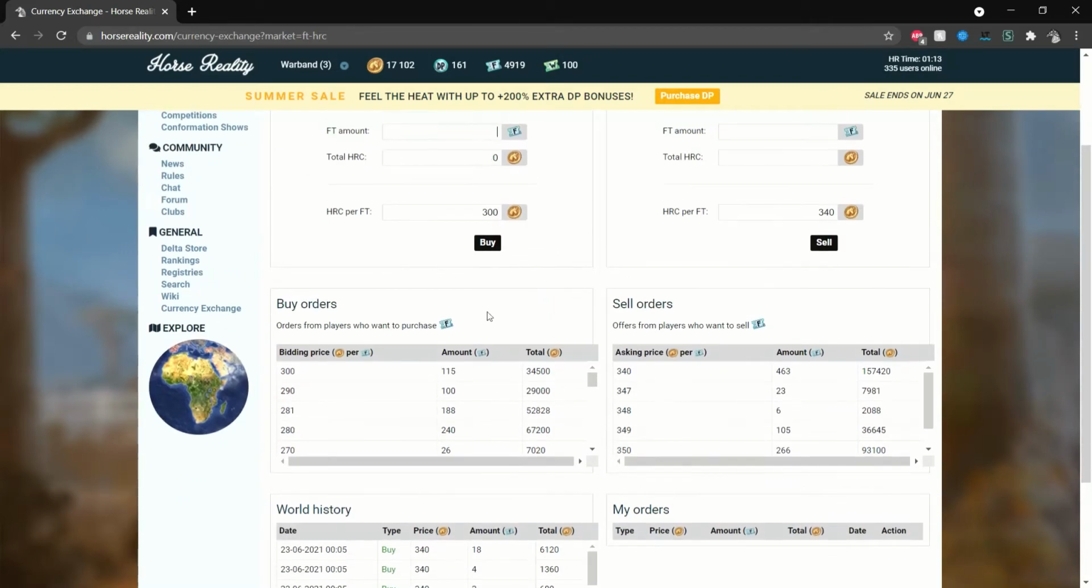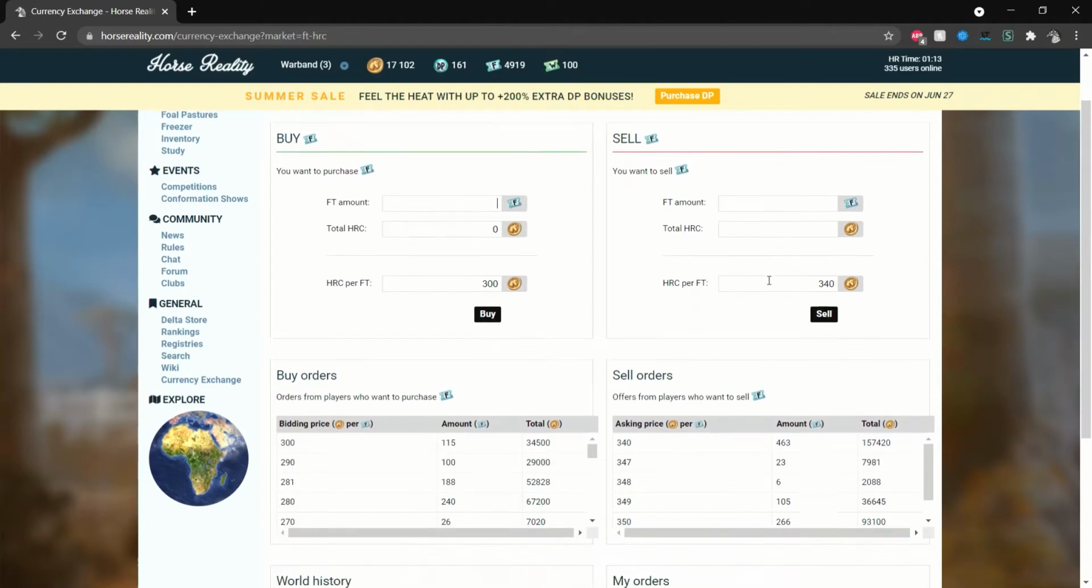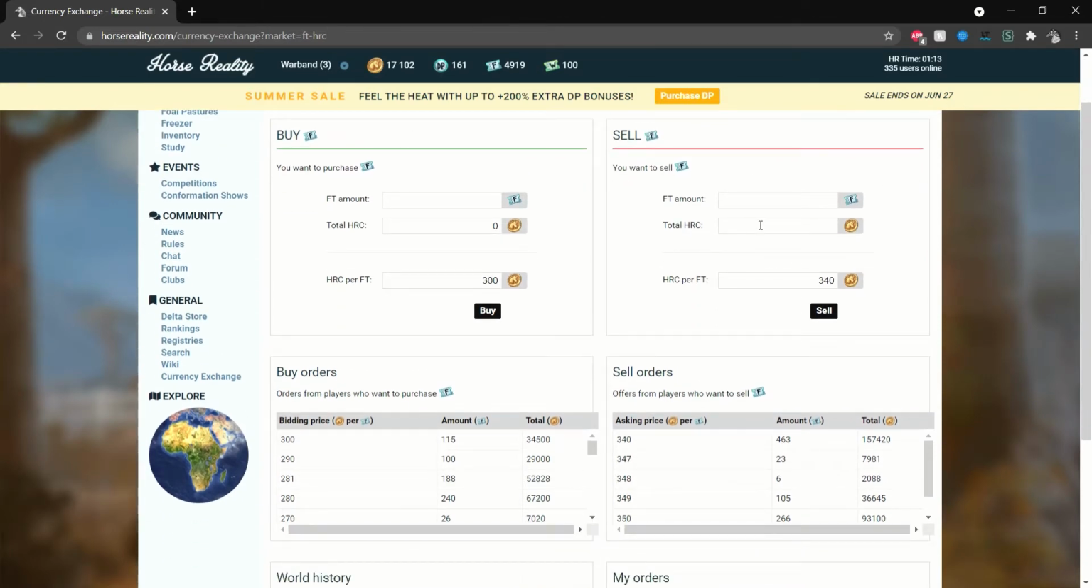What you would notice is you'd see down here, there are orders. There's 115 orders for FT currently at $300. And then you have the sell column. That is what you use when you want to sell your FT or whatever currency you're using into the market as well. And it's the same as here. You say, I want to sell 100 at the current going rate, which is 340. That's what you would sell that at, and that's how much you would expect to get.